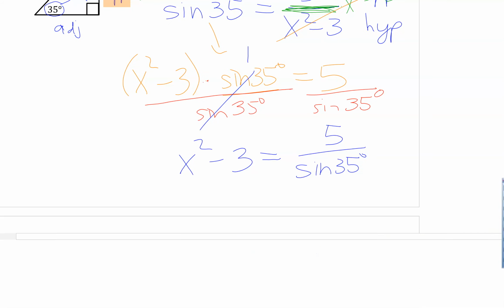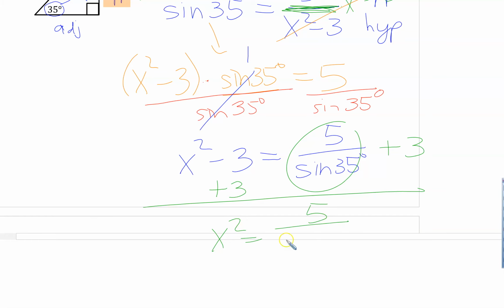Okay, so now from here, again, remember we're solving for x, so we're doing our reverse order of operations. So that is why I undid the multiplication outside the parentheses first. Now I'm going to undo things that were inside the parentheses. So I undo the subtraction next, and the plus 3 should go at the end. So we're taking this fraction plus a 3. So now we have x squared equals 5 divided by the sine of 35 degrees plus a 3.